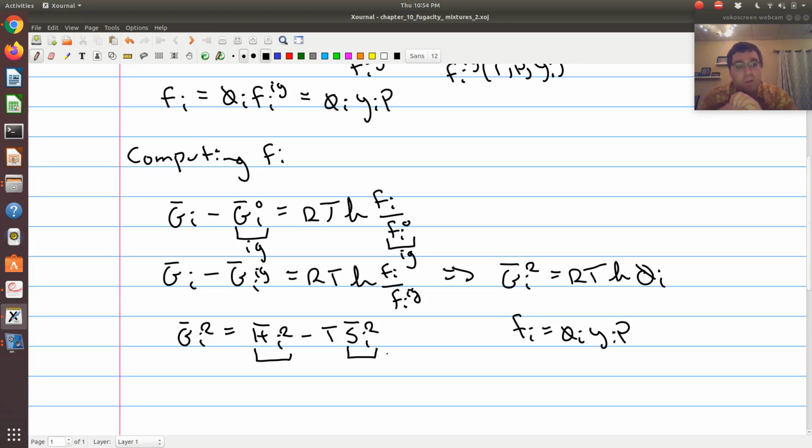Now here, when I have a mixture, in addition to T and P, say I have a binary mixture, I'll need temperature, pressure, and then the mole fraction of one of the components of my mixture.